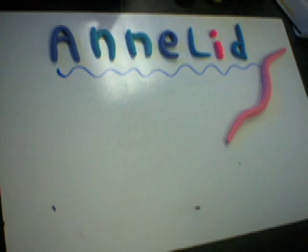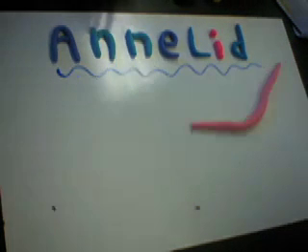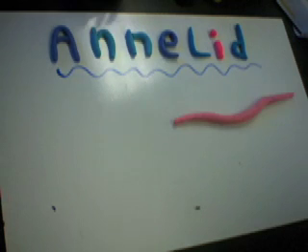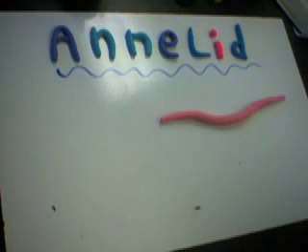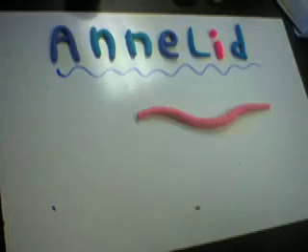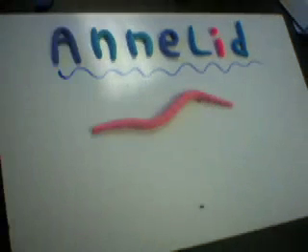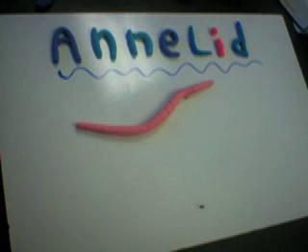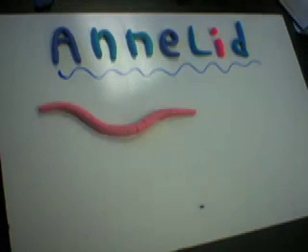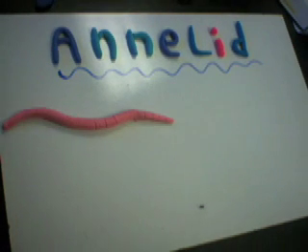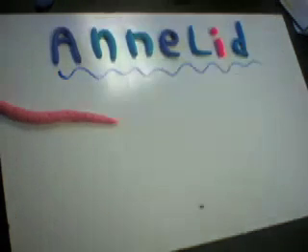As you can see, the segmented worm is moving across the board. These segmented worms are also known as oligochaetes. They have reduced heads and chaetae, but they don't have parapodia. An example of oligochaetes are earthworms. Oligochaetes live in fresh water, in marine, or in terrestrial environments.